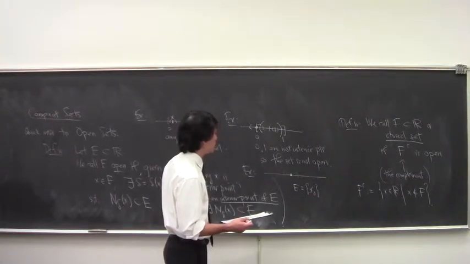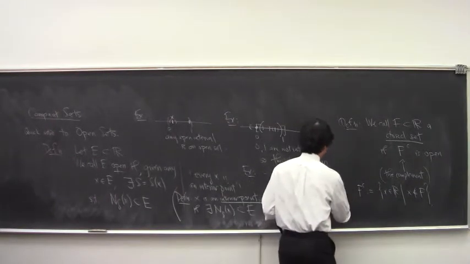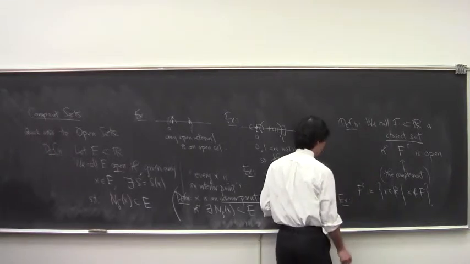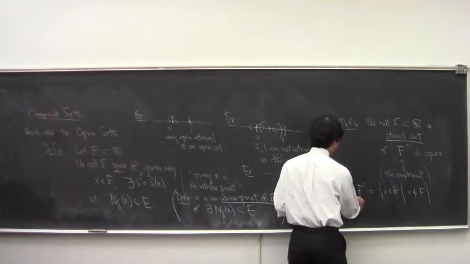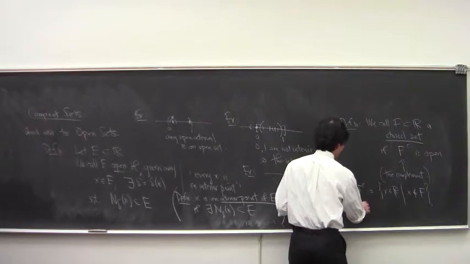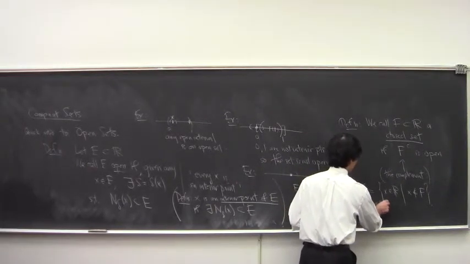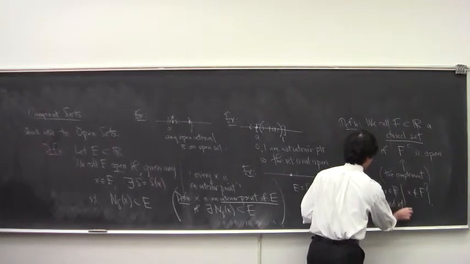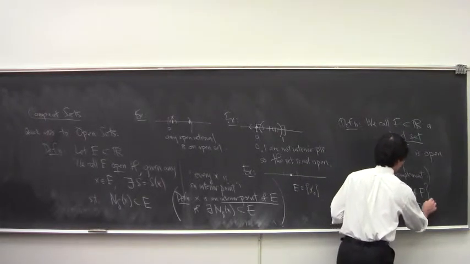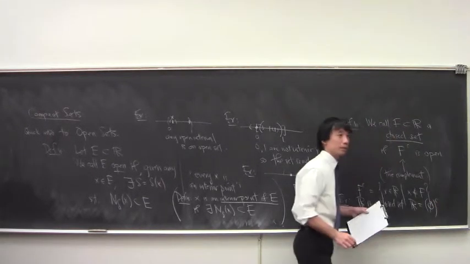So for example, in fact, R is a closed set because R is the complement of the empty set.